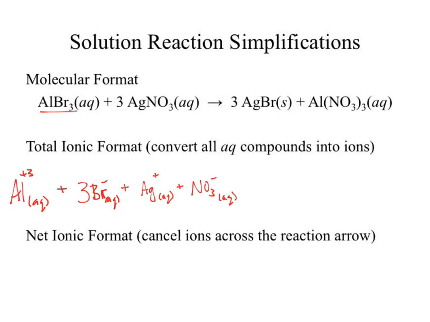Anybody else have an objection in this one? Yeah, what was the objection? I see the hand. The 3 in front of the silver nitrate applies to what? Everything after it. Which means I don't have just 1 silver ion, I have 3 silver ions. I don't have just 1 nitrate ion, I have 3 nitrate ions.